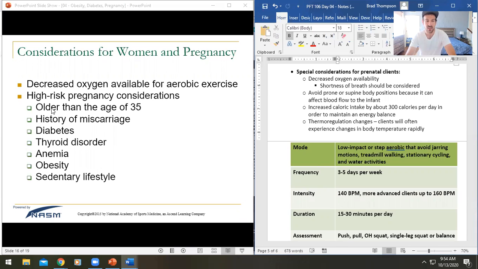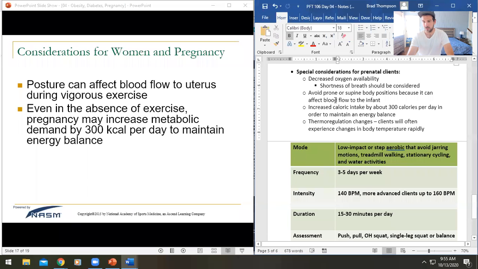Other considerations, we do see some high risk pregnancy considerations if your client is older than 35 or has had a history of miscarriages. Those can be risk factors. So if that is the case, we want to make sure we're being extra cautious when it comes to exercise. They should be watching for things like thyroid disorders, diabetes, anemia. And if they have a sedentary lifestyle and then all of a sudden their doctor has encouraged them to be more active during their pregnancy, that could be a slightly higher risk as well. So we want to make sure that we're being cautious here. Don't overdo it with your pregnant clients, right?